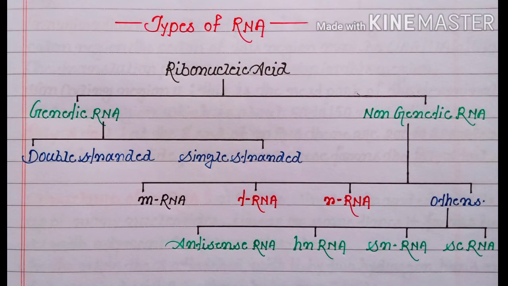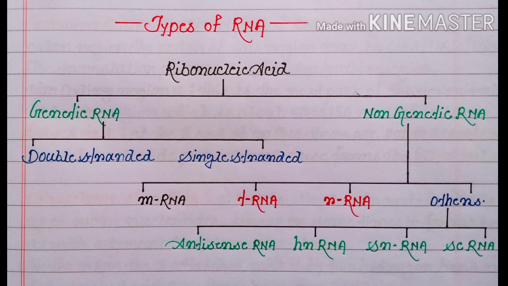Now the types of RNA. Basically, ribonucleic acids are of two types, that is genetic RNA and non-genetic RNA. The genetic RNA is again subdivided into two categories, that is double-stranded genetic RNA and single-stranded genetic RNA. Whereas the non-genetic RNAs are of many types like mRNA, tRNA, rRNA and others like antisense RNA, hnRNA, snRNA and scRNA.